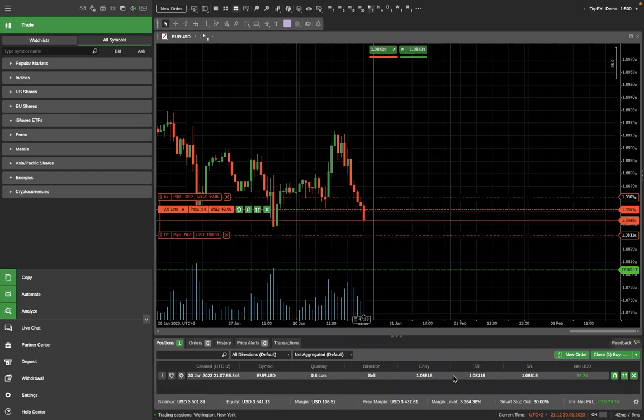So what's the difference between fair stop out and smart stop out? Well, the smart stop out is similar to the fair stop out. Both smart stop out and fair stop out are triggered when your account margin level goes lower than the stop out level specified by the broker.